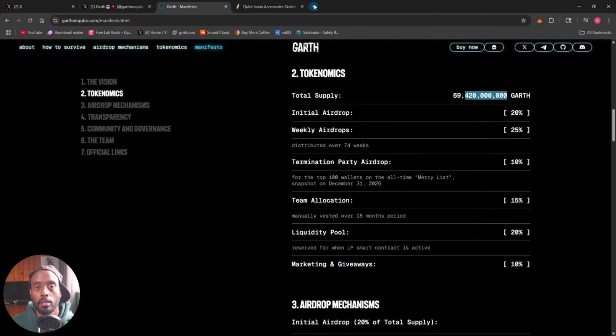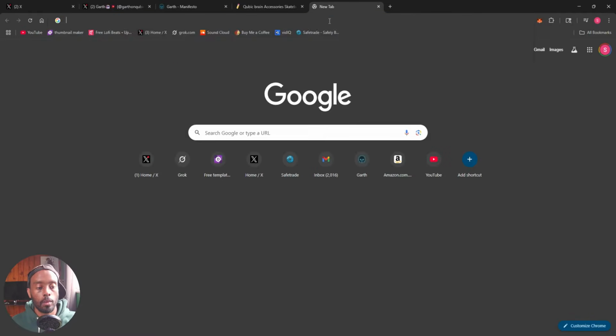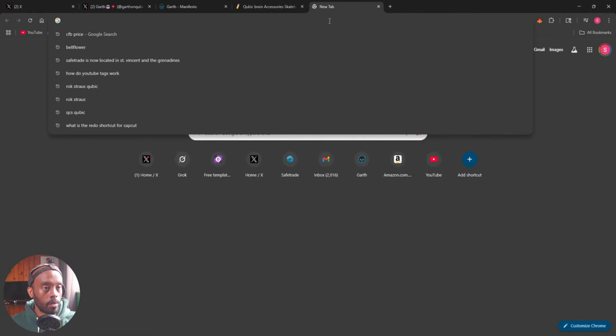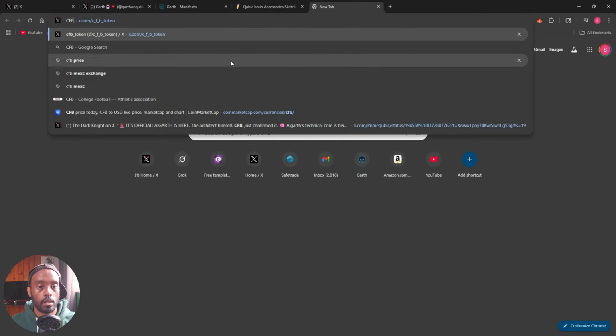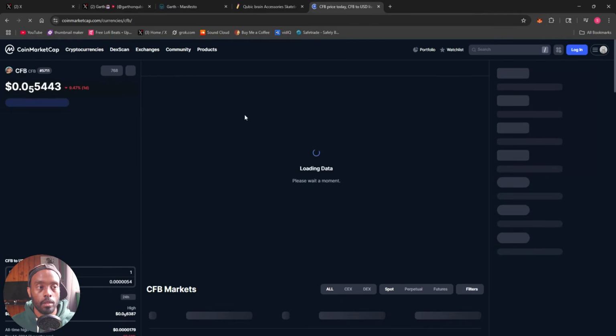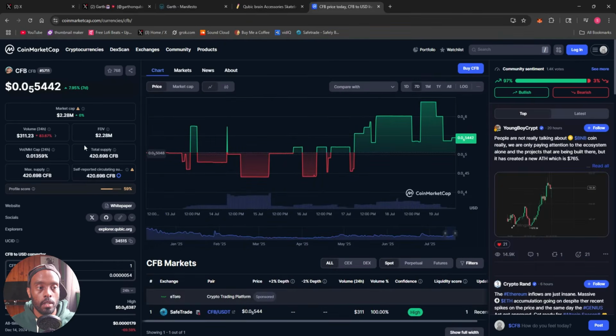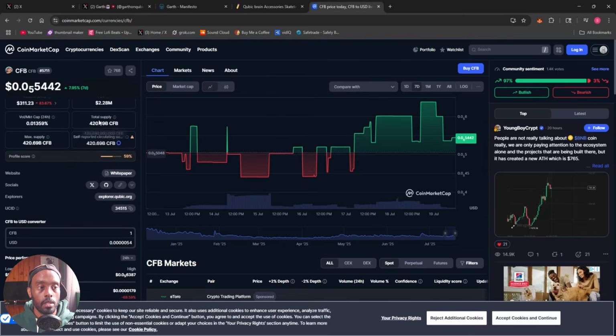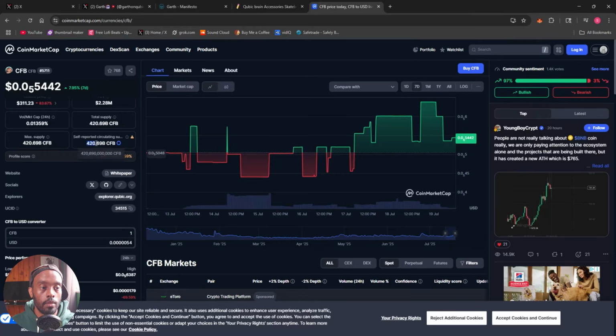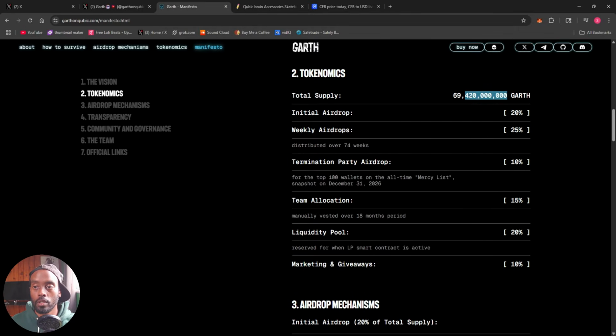Let's compare that to CFB, the most popular meme coin right now on the Qubic network. Let's compare the supply. As you can see, total supply is 420 billion. Self-reported, yeah, so it's a lot more. So this seems a lot more juicy as far as scarcity.